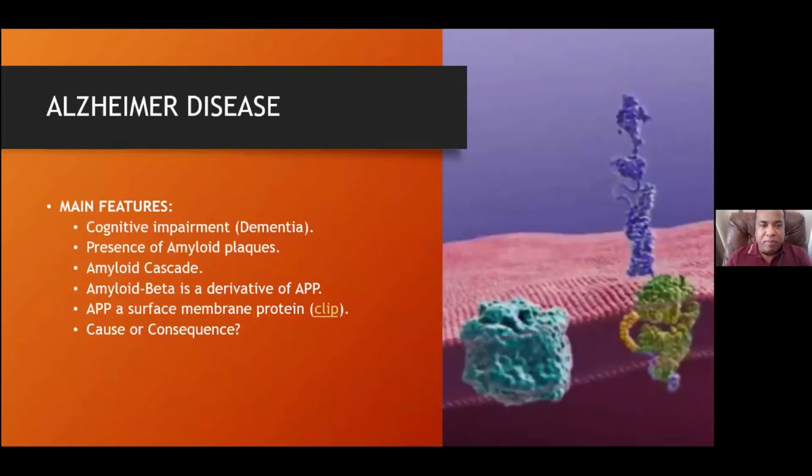But back to Alzheimer's, it's necessary to understand what is the main characteristic of the disease. In Alzheimer's disease, we have a dementia characterized by cognitive impairment, the presence of amyloid plaques, and the amyloid cascade, which may result from genetic mutations in the genes responsible for the cutoff in the processing of the amyloid peptide on the surface of the cell.